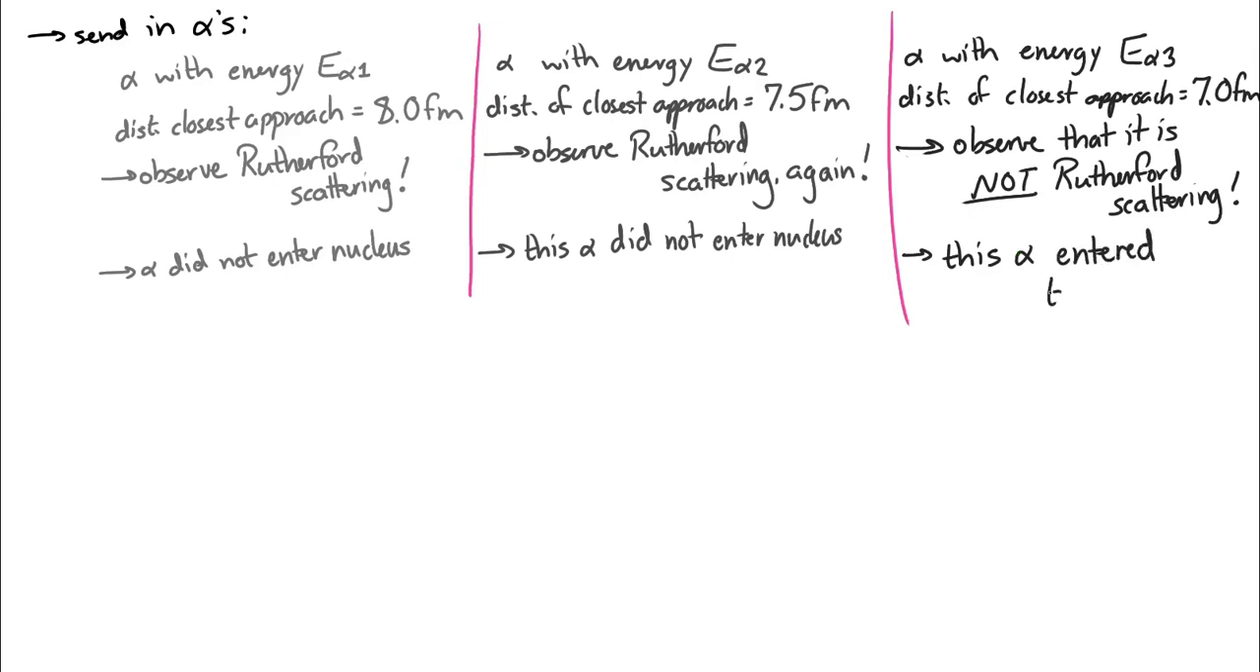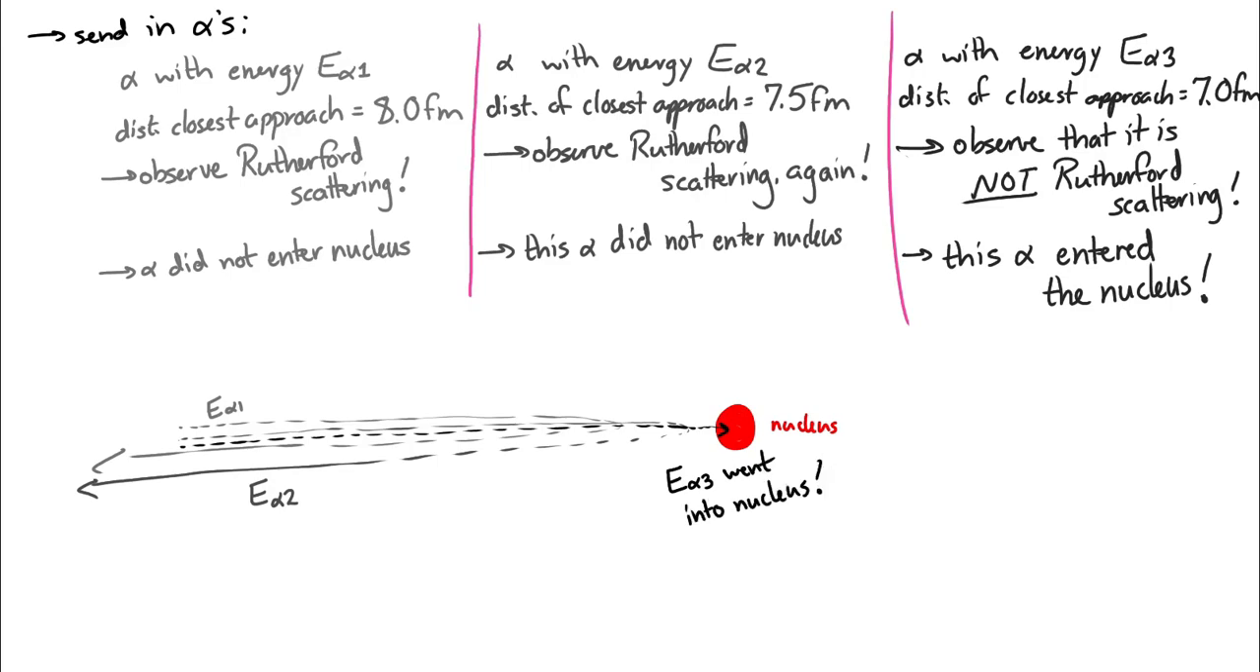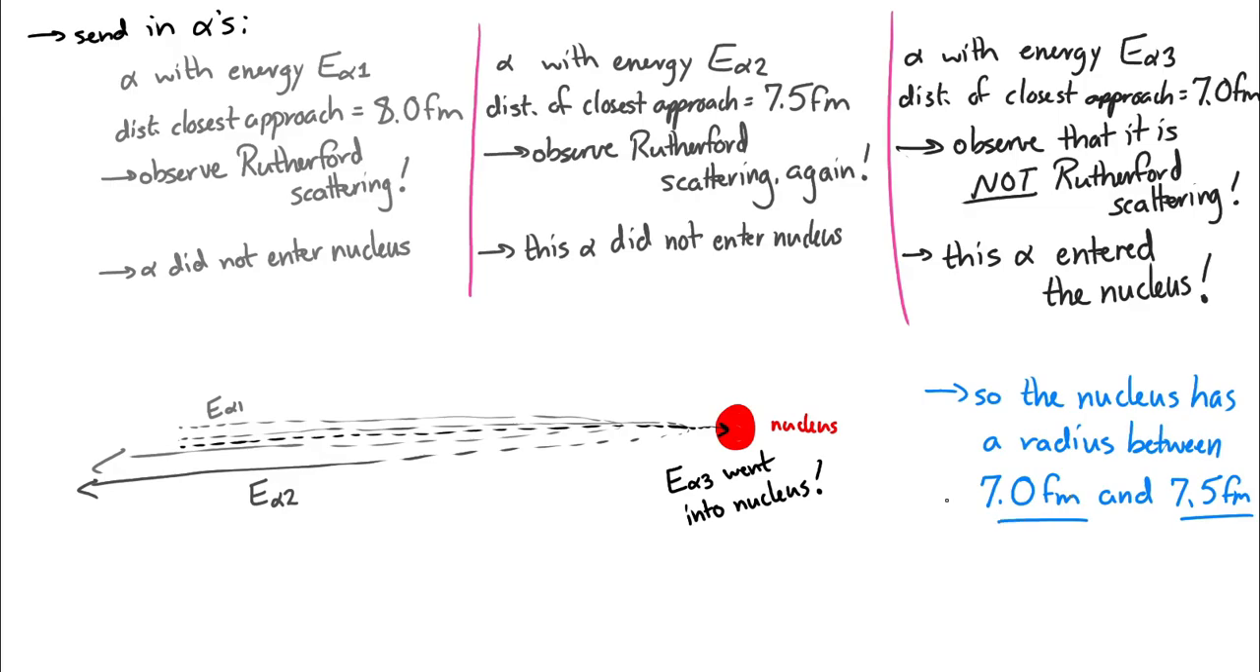Here is the explanation for that. In the first situation, with that low energy alpha, it got close to the nucleus, but didn't get in. In that second one, they still saw Rutherford scattering, so it got close to the nucleus, but it didn't go in. The third one was no longer Rutherford scattering, and so in that situation, it did enter the nucleus, which tells us that the radius of the nucleus is somewhere between these two radii. The radius of the nucleus is somewhere between 7 femtometers and 7.5 femtometers. And so that's how you can estimate the radius of the nucleus.